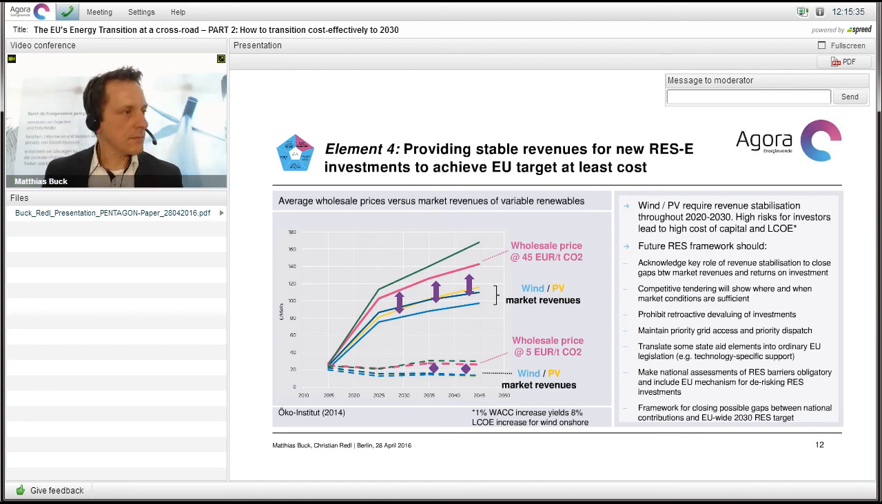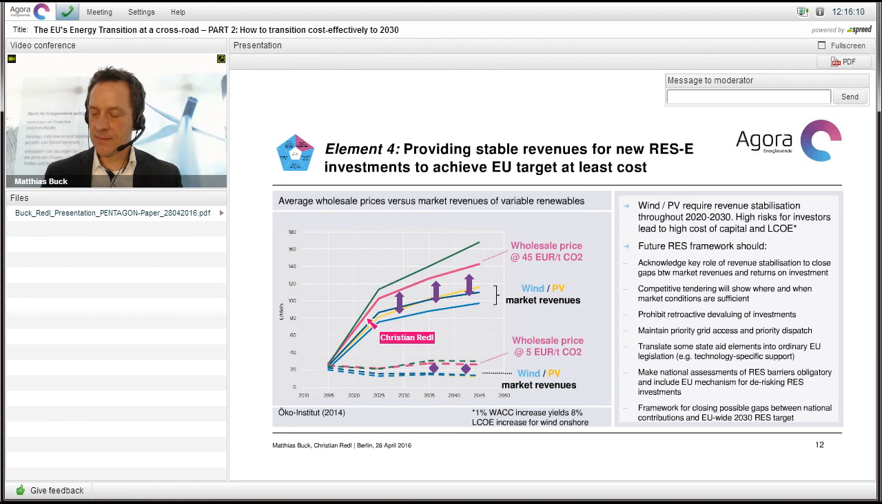Okay, thanks very much, and apologies for being a bit quick when going through this figure. I know it looks a bit overwhelming. Basically there are two important sources of information. The first one is the pink line, the power price. The solid pink line is the power price evolution in this modeling from Öko-Institut for Germany till 2045, in a scenario where CO2 prices increase to 45 euros per ton CO2.